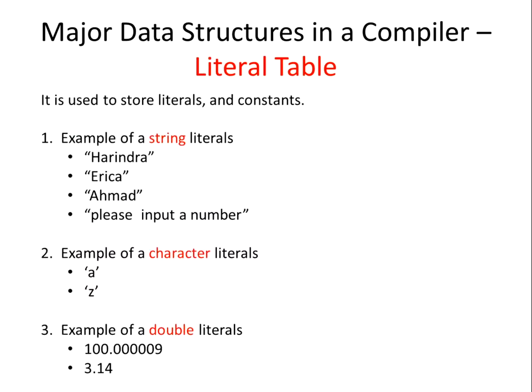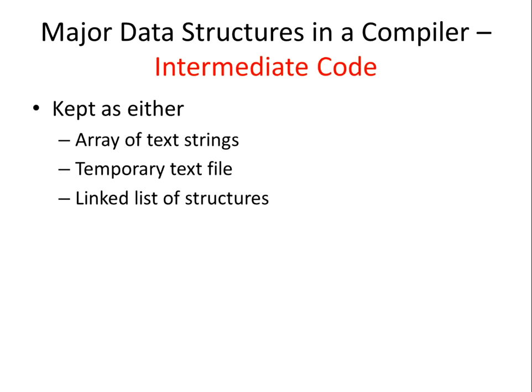Literal table is used to store literals and constants. Examples of string literals: we have Harindra, Erika, Ahmad, please input a number. So all of these are string literals or string constants. Examples of character literals: we have A enclosed by single quotes, C enclosed by single quotes. Character literals store characters, and string literals store strings. Examples of double literals: we have 100.00009 and 3.14, which is the pi constant in mathematics.